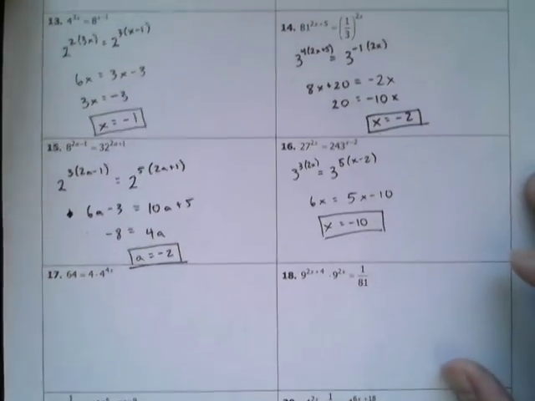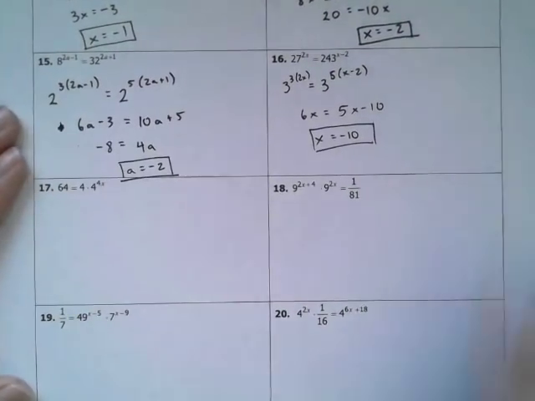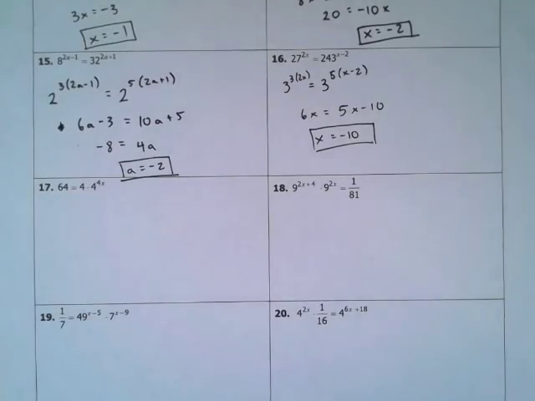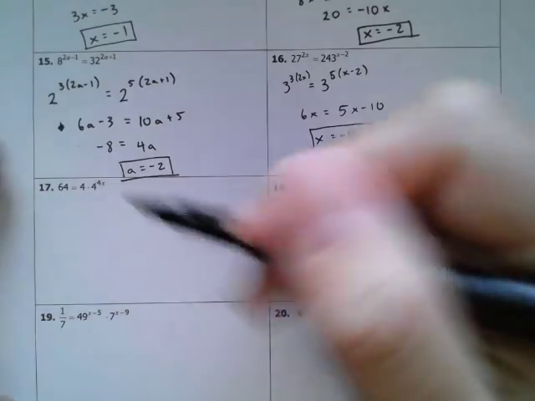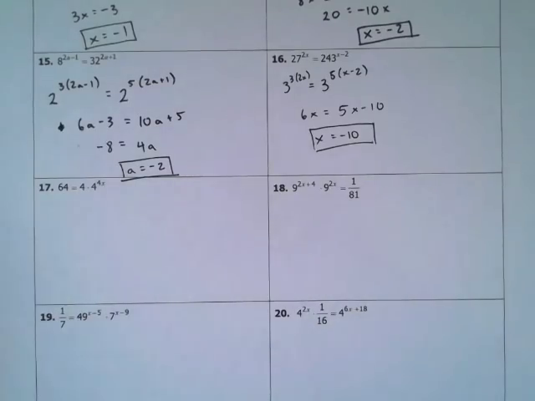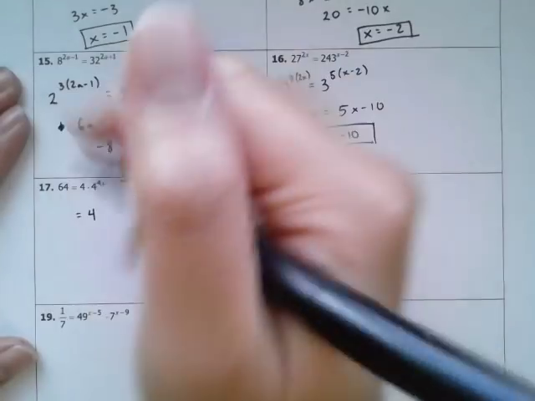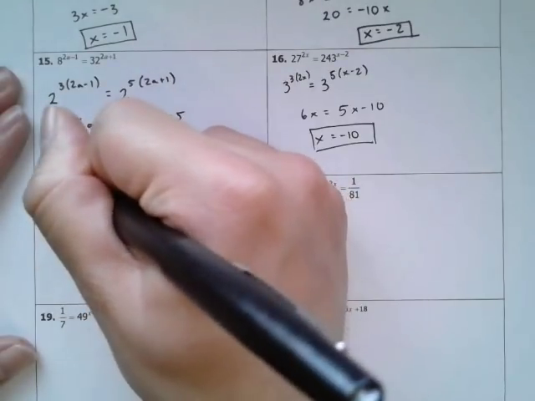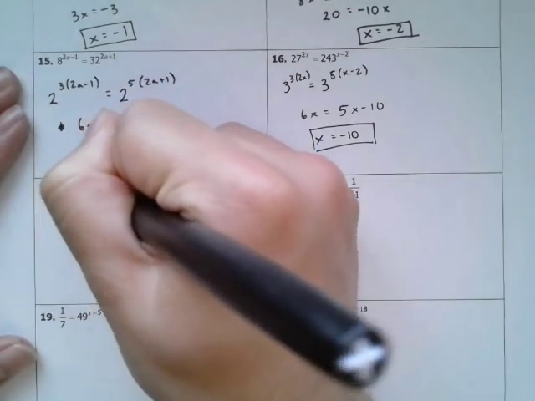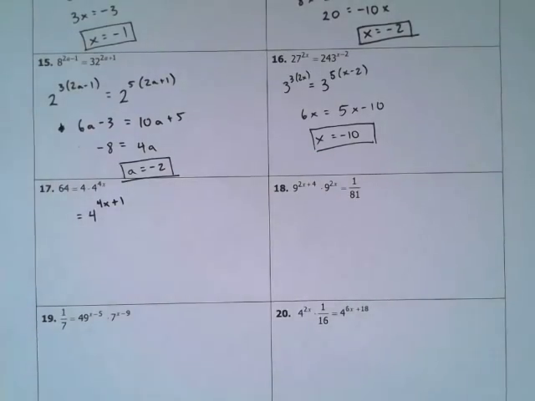Number 17, I have two terms on the right side, and I can actually rewrite that as just one term. 4 is just 4 to the 1 times 4 to the 4x plus 1. You can rewrite the right side as 4 to the, by properties of exponents, you add your exponents. So 4 to the 4x plus 1.